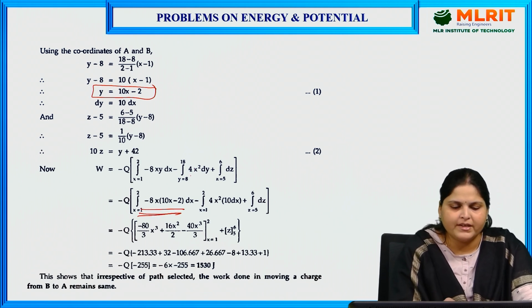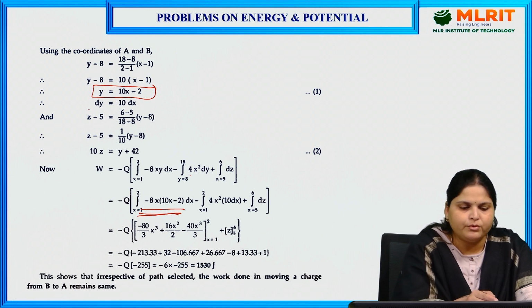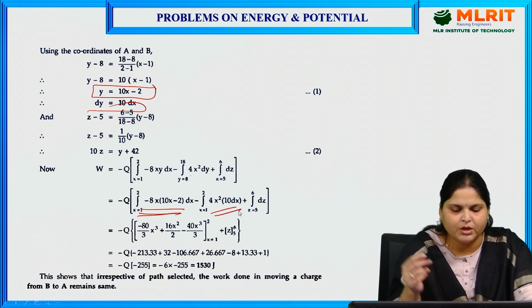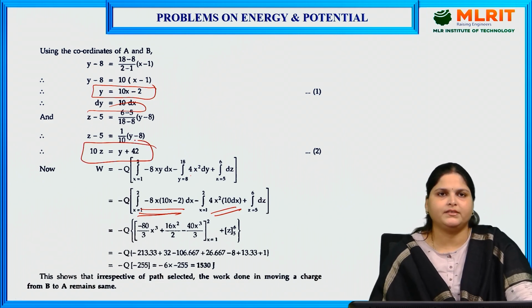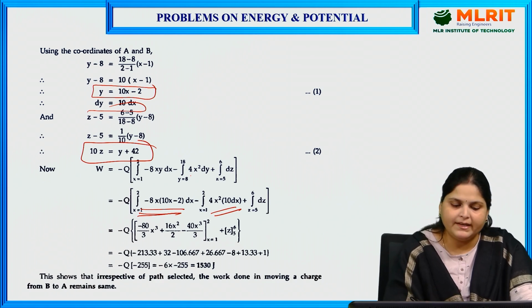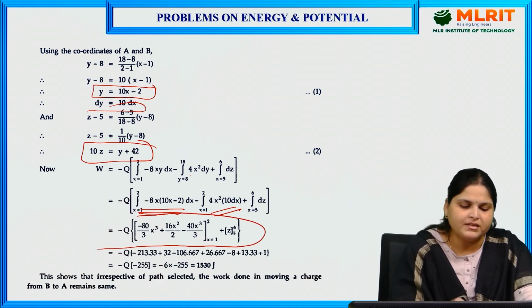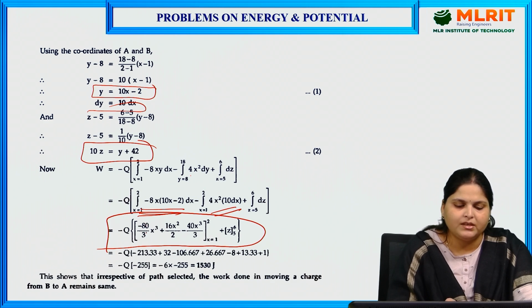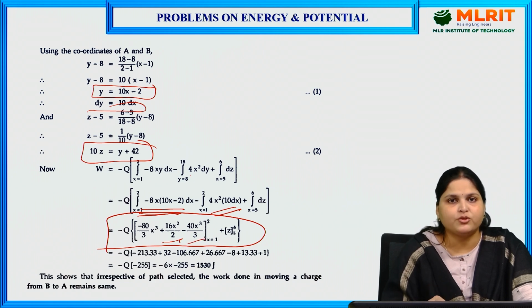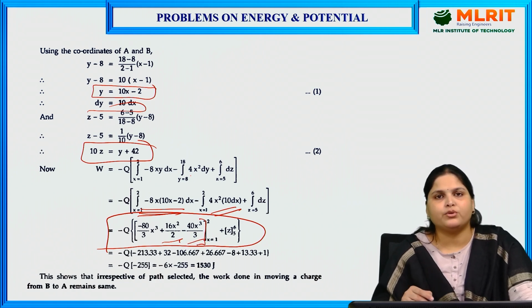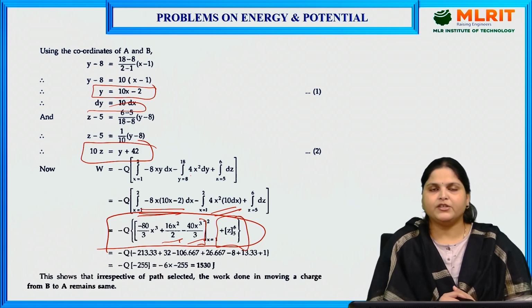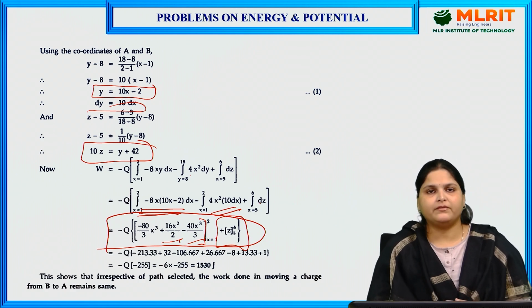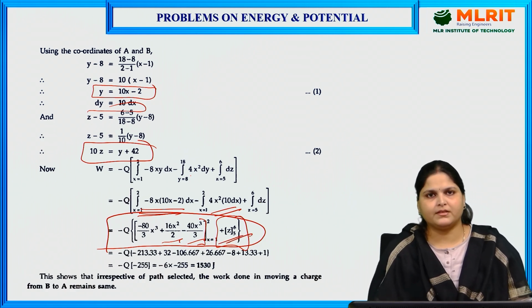Next, 4x square dy. Again we can use dy is equal to 10 dx. Now we got it. And here this equation is not required. Now it is easy to integrate, and upon integration we will get minus q into minus 80 by 3 x cube plus 16x square by 2 minus 40x cube by 3, with x from 1 to 2. And z as it is, because it is a constant and the integration is with respect to dz, it will be z and the limit is 5 to 6.